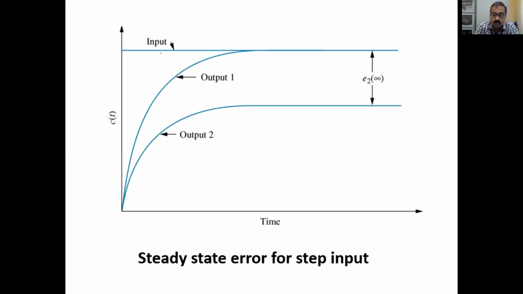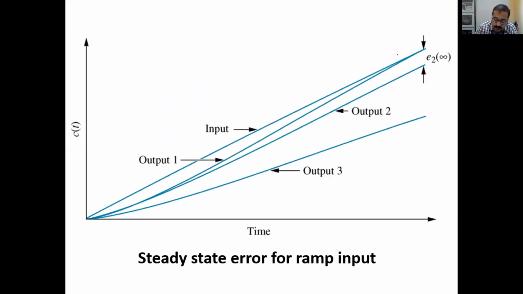Now here I have shown a step input and two outputs. Output 1 converges with the input as t tends to infinity, whereas output 2 has a constant displacement from the input. So in the case of input and output 1, we can say the steady state error is 0, whereas in the case of input and output 2, there is a finite steady state error.